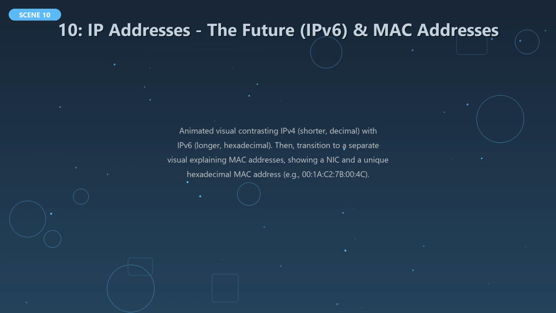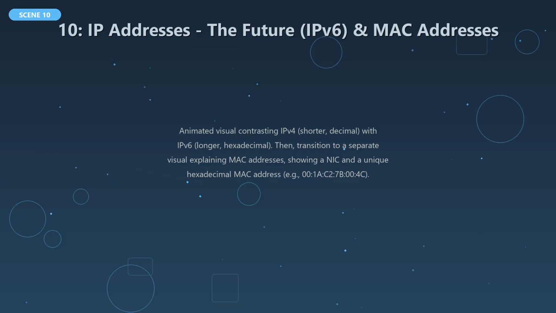Now, let's switch gears to another critical type of address, MAC addresses. MAC stands for Media Access Control. While IP addresses are logical and can change, e.g., when you connect to a different network or your ISP assigns a new public IP, a MAC address is a physical, hardware-level address. It's a unique identifier permanently burned into your device's network interface card, or NIC, during manufacturing.